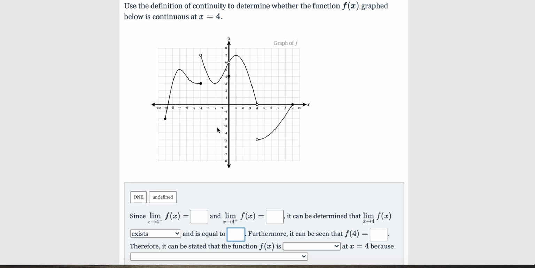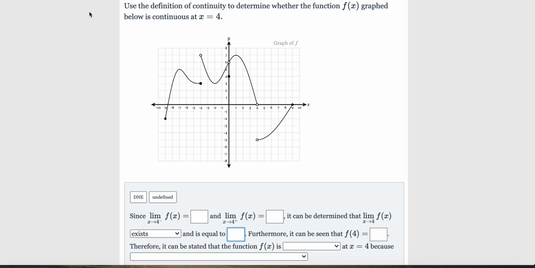For the next part of the video, we're just going to go over some Delta Math questions to make sure we understand what they're asking and how it relates to the notes. So if we read the directions, use the definition of continuity to determine whether the function f of x, graphed below, is continuous at x equals 4.